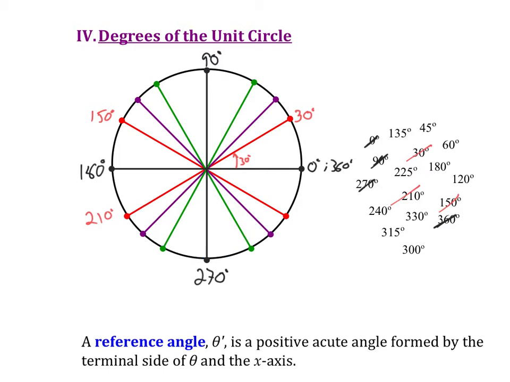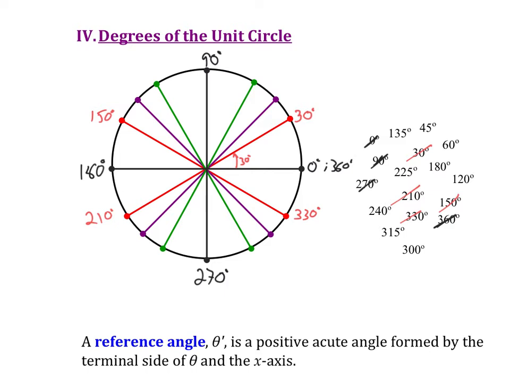Quadrant 4, if I go past 270 but not quite to 360, I want to know what is 30 degrees just shy of a full rotation. So 360 minus 30 gives me 330 degrees. So there's all those red angles filled in.